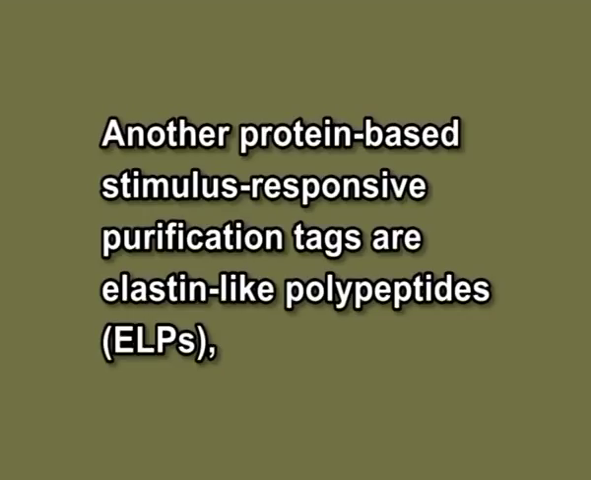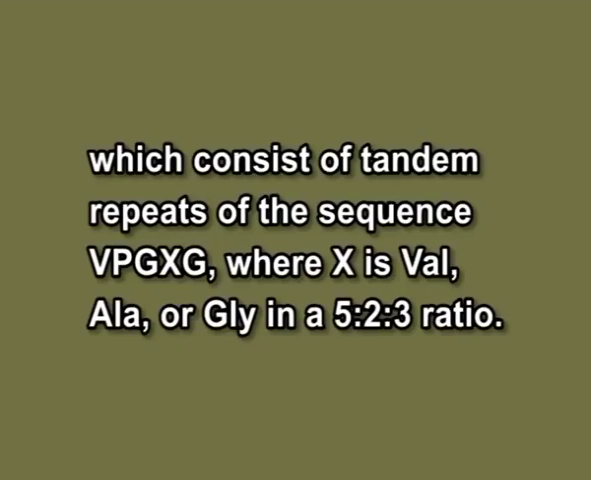Another protein based stimulus responsive purification tag is the elastin-like polypeptides, also called ELPs, which consist of tandem repeats of sequences like VPGXG, where X is valine, alanine or glycine in a 5:2:3 ratio.